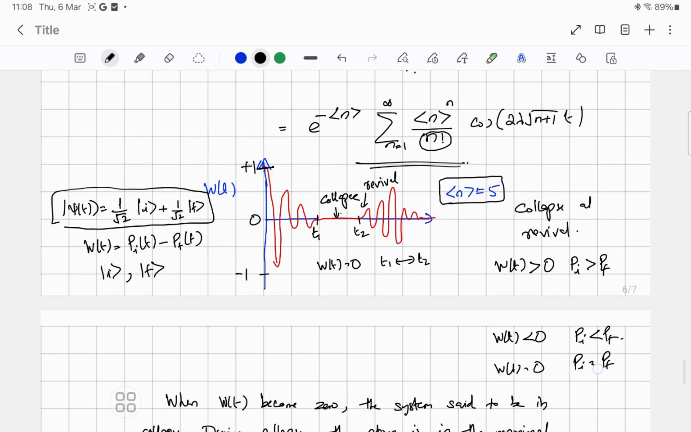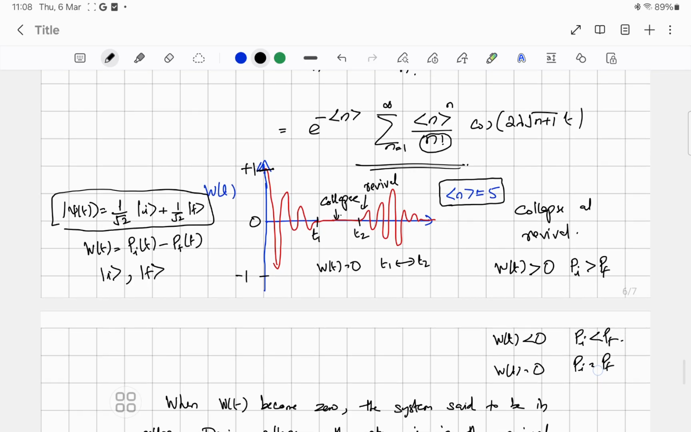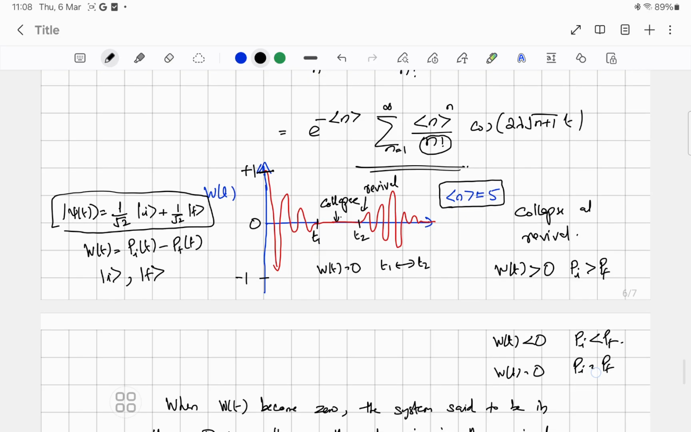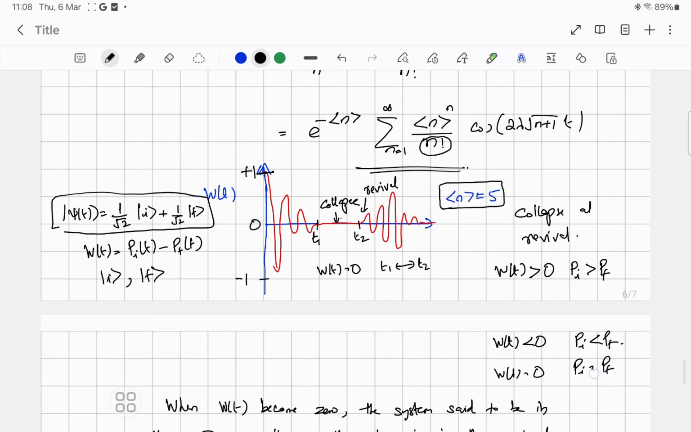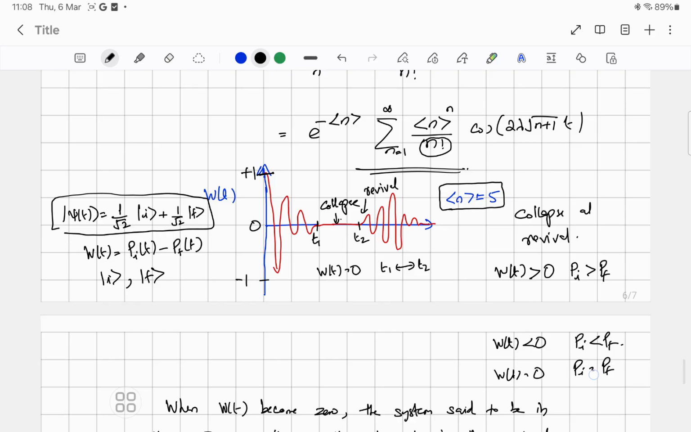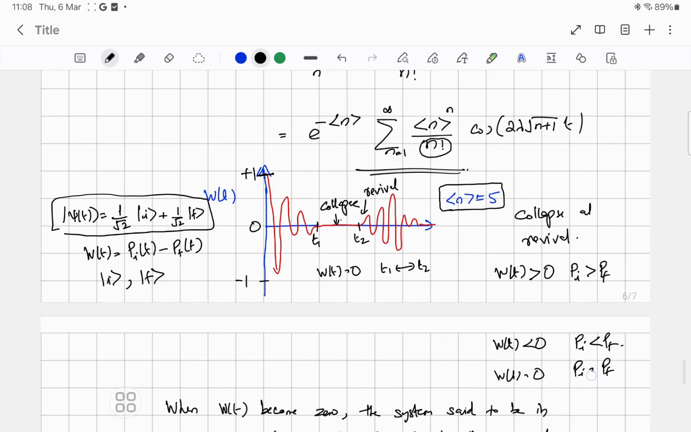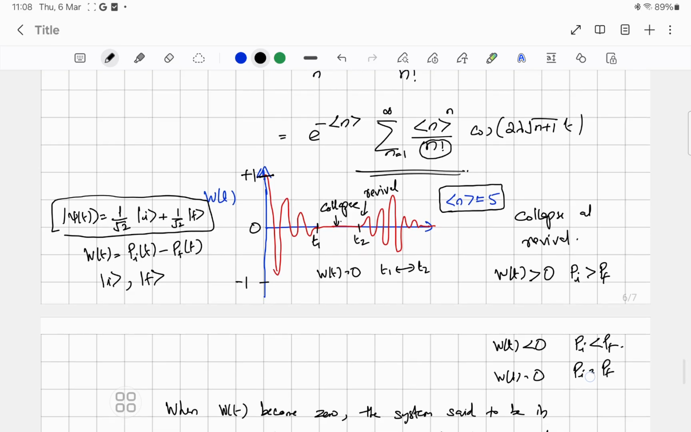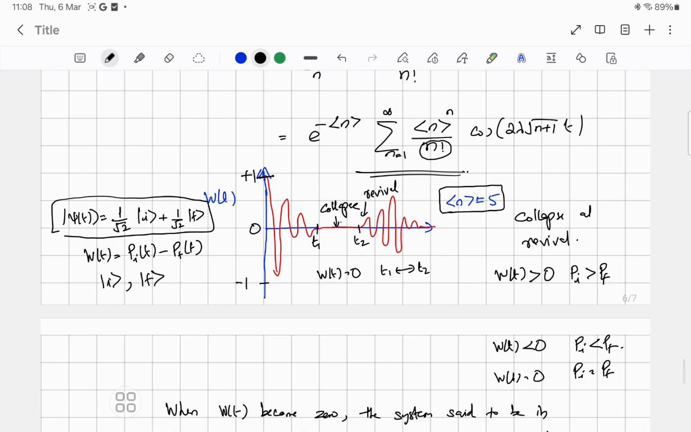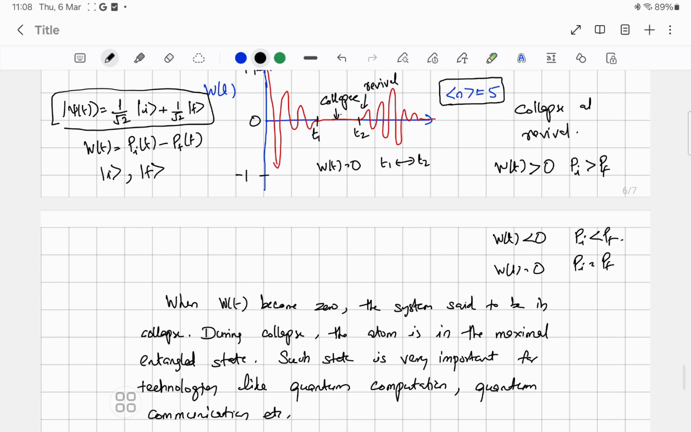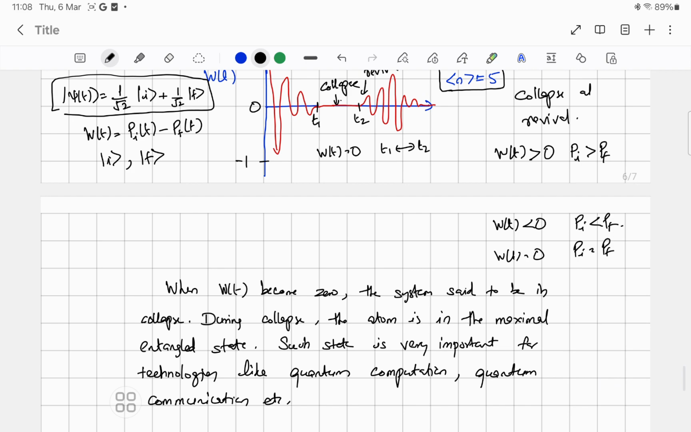And this kind of state is very important, particularly for applications of quantum technologies, like quantum computation or quantum information processing. These kinds of states, the exact superpositions of the state I and state F, are very important. These states are also called entangled states. So when W of t becomes 0, the state is said to be in collapse. During the collapse, the atom is in the maximal entangled state, and it is very important for technology like quantum computation, quantum communication, etc.